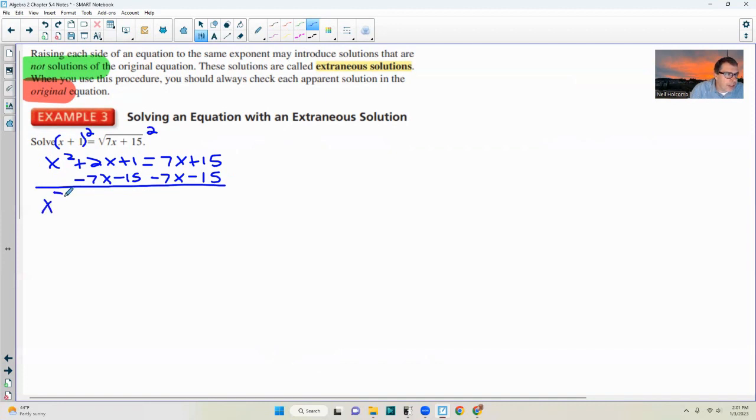X squared does not change. 2 minus 7 is negative 5x. 1 minus 15 is negative 14. These are 0. Okay, so we got x squared minus 5x minus 14. So we then check, first look for a GCF, of 1, 5, 14.